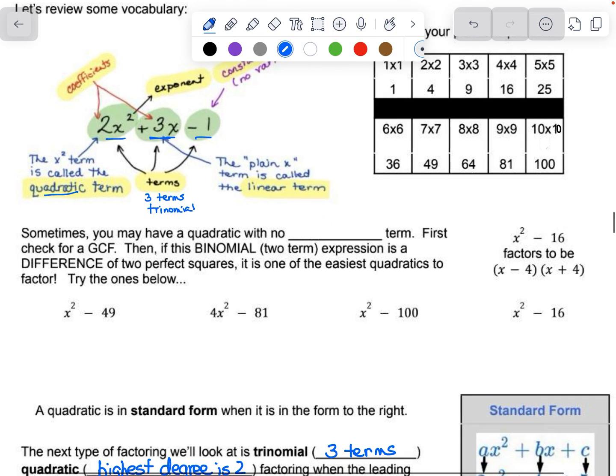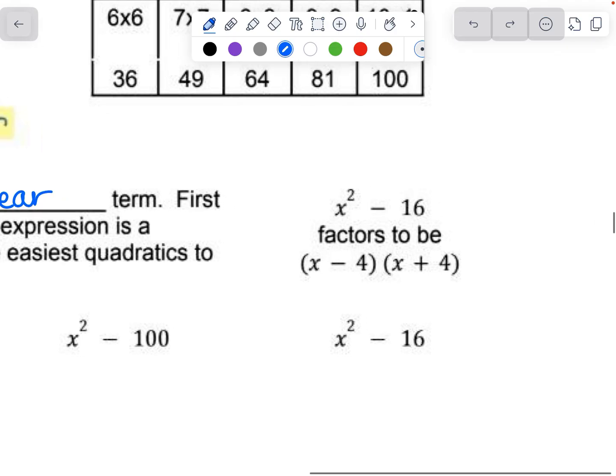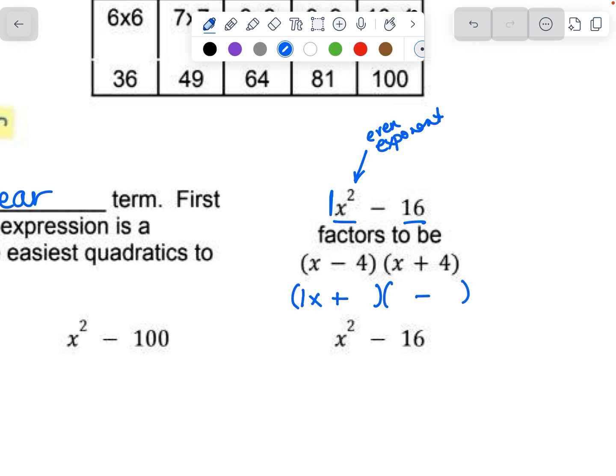So to start out with, when you have a quadratic with no linear term, meaning that x term in the middle is gone, there's not one there. It's just got a quadratic term and a constant term. Oftentimes this will factor as what we call difference of squares. If it's a difference, if it's a subtraction, and if both terms are a perfect square, meaning it's an even exponent, the coefficient of your quadratic term is a perfect square, and the constant is a perfect square, then this factors very easily to the product of the sum and the difference of the square root of each term.